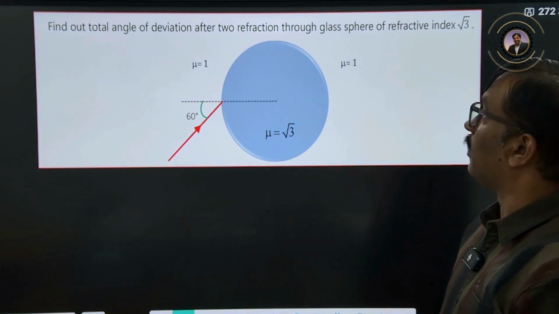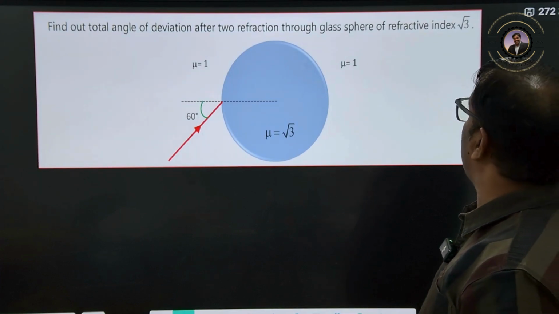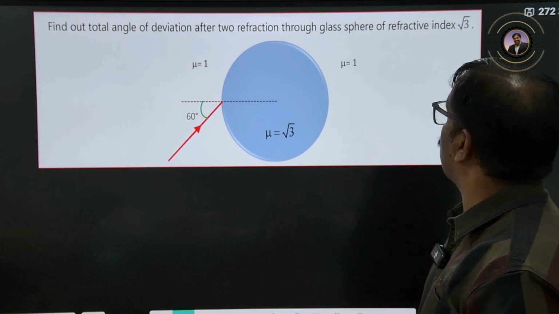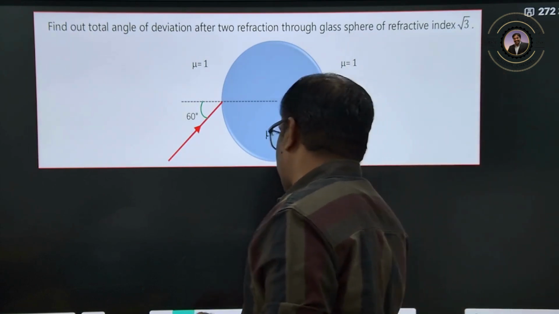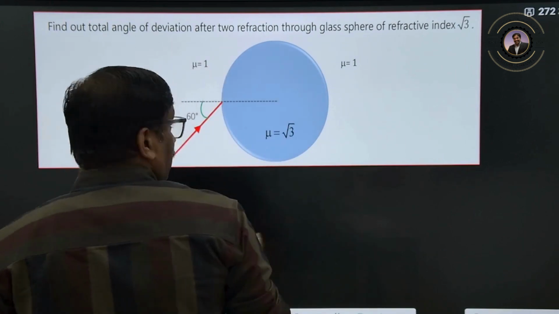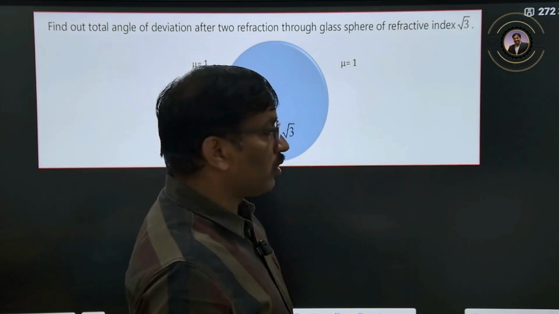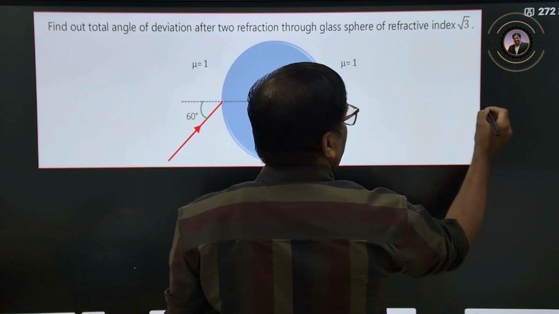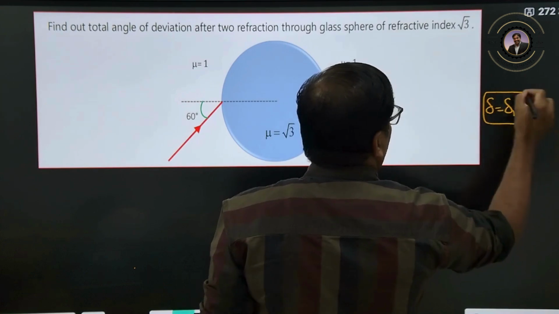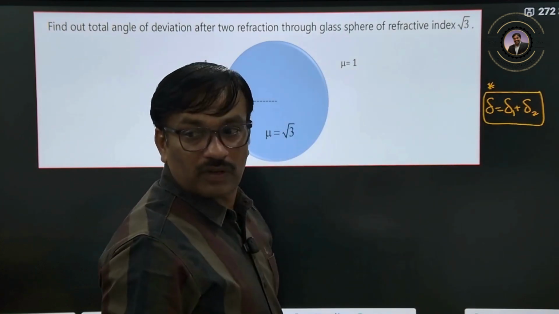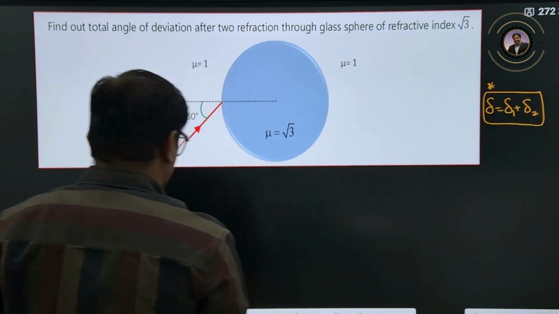Find out the total angle of deviation after two refractions through the glass sphere of refractive index root 3. Here it is air, here it is air, here it is root 3. So total deviation means what you will get now. Again, if you did not see my video on reflection through the plane mirror, the total angle of deviation you can write as angle of deviation 1 plus angle of deviation 2. You have to use proper signs for this.